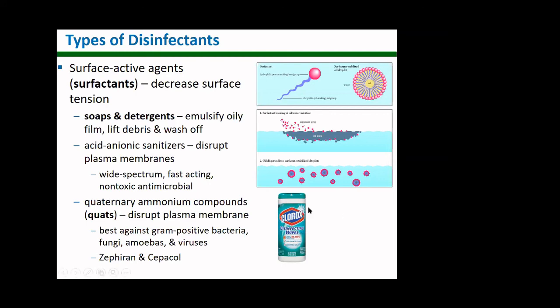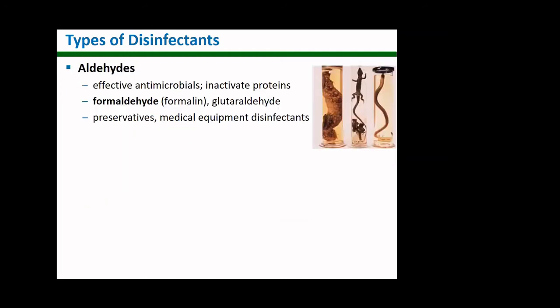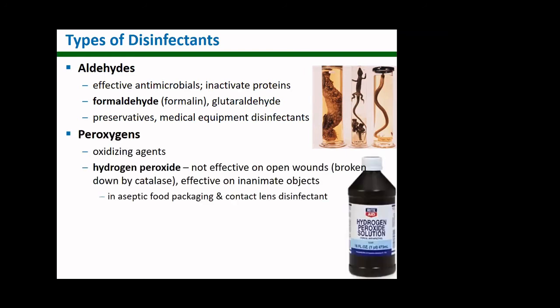We have quats, like Clorox wipes, which are not made of bleach. They're made of a different disinfectant, and Lysol. They are effective against a number of different microbes by disrupting the plasma membrane. Then we have our aldehydes, like formaldehyde. We're familiar with formaldehyde because that's what's used to preserve things, right? You can also use it as a disinfectant, and it essentially kills everything it touches. We can also use it to clean different pieces of medical equipment.